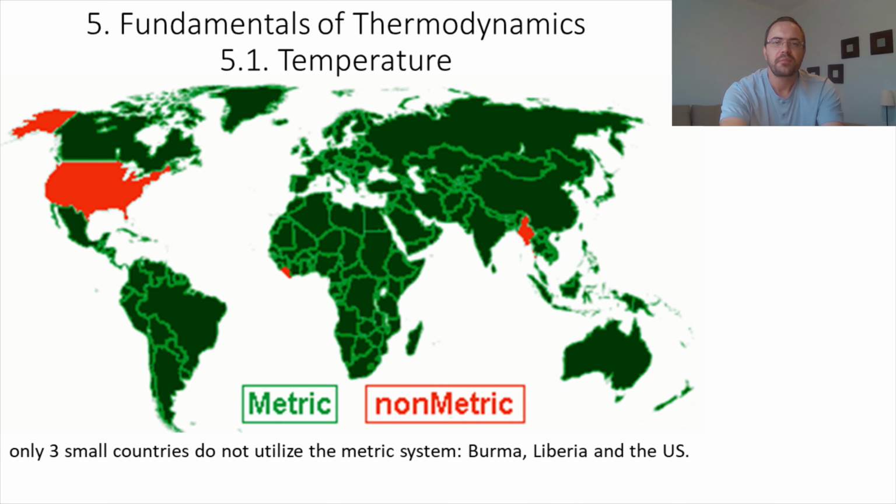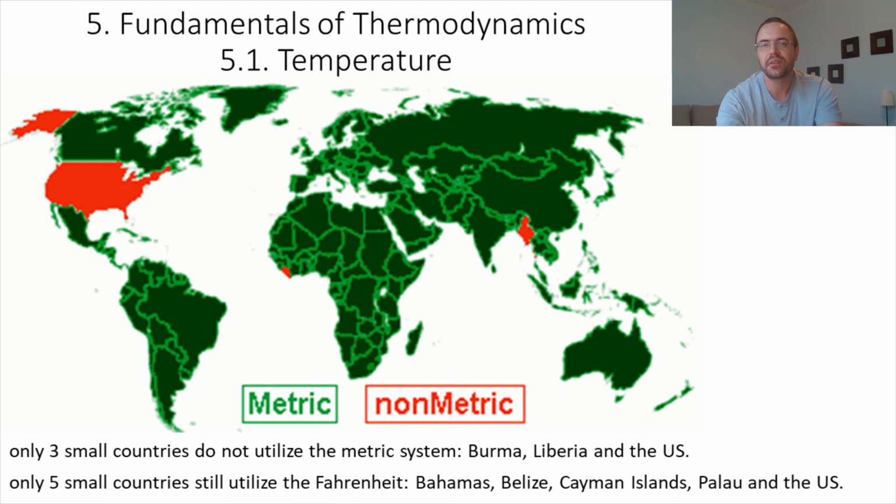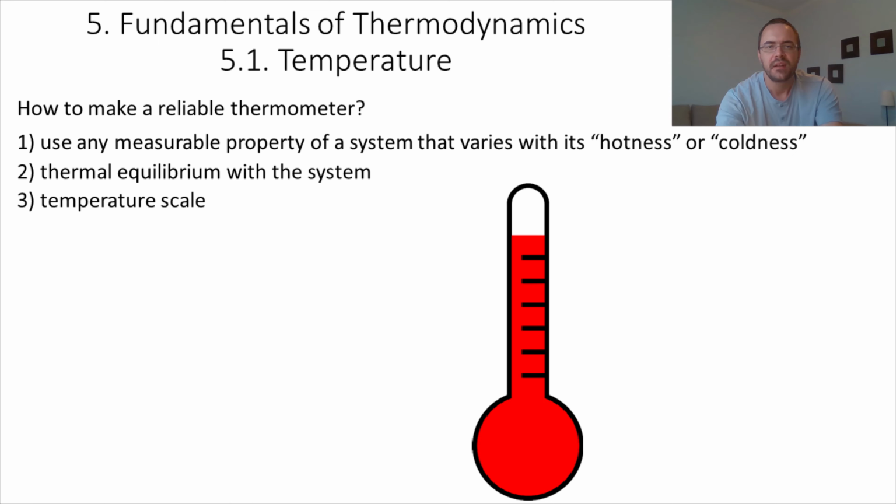In fact, only 3 small countries do not utilize the metric system: Burma, Liberia, and the United States of America. But in fact, Burma and Liberia use the Celsius scale. There are, in fact, only 5 small countries that still utilize the Fahrenheit: Bahamas, Belize, Cayman Islands, Palau, and the US. So since we live in the US and we use the Fahrenheit scale, let's see how it was defined. There are several stories, in fact, on how Fahrenheit created the scale.